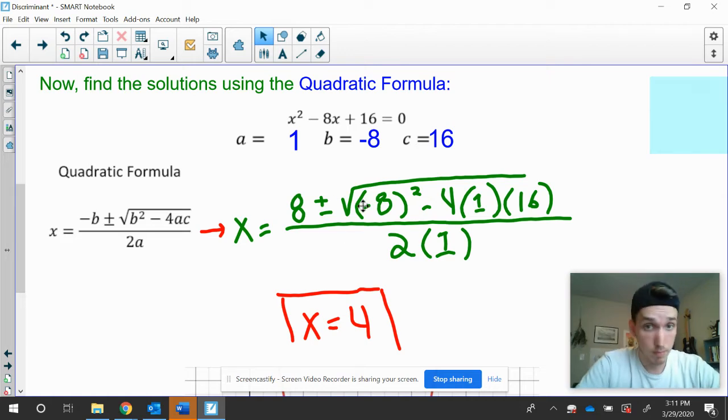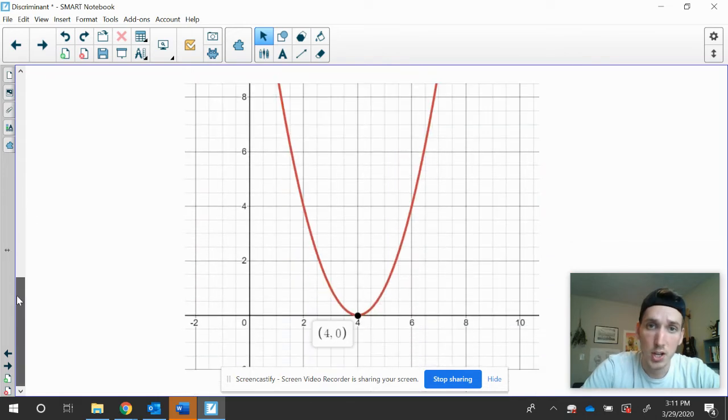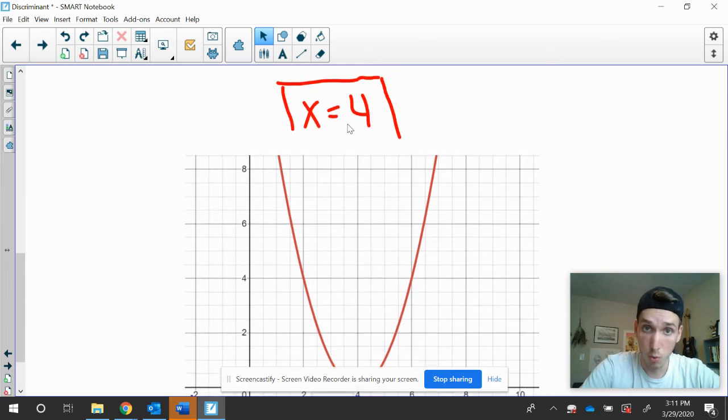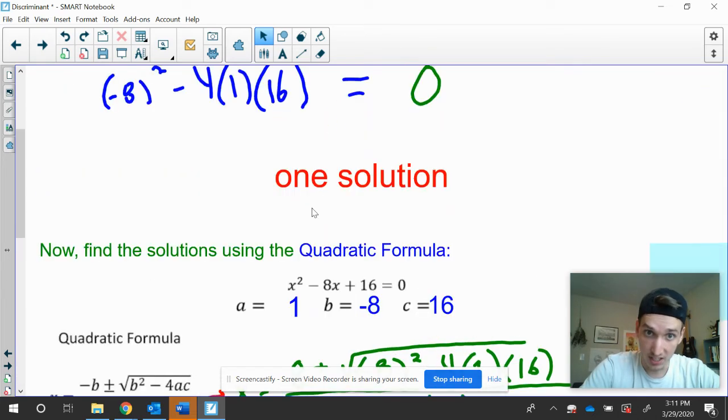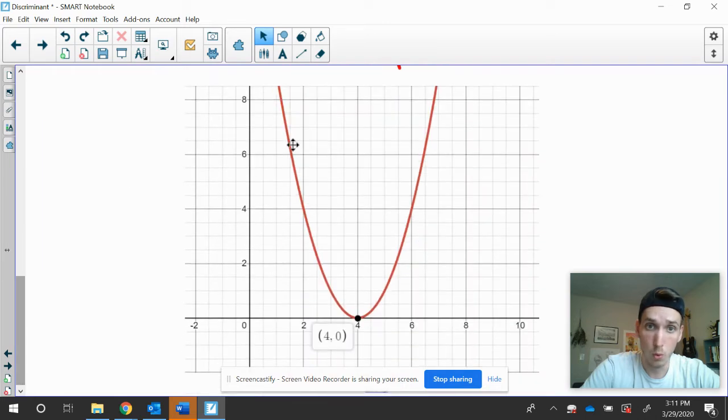But like I said, quadratic formula, plugged it in, I got x equals 4. And when we look at the graph of this equation, look at what happened, right? It's got one x-intercept, right? And where does it cross the x-axis? At x equals 4, right? At (4, 0). So that confirms our solution of 4 and our discriminant telling us we were going to have one solution, right? That one x-intercept at (4, 0).